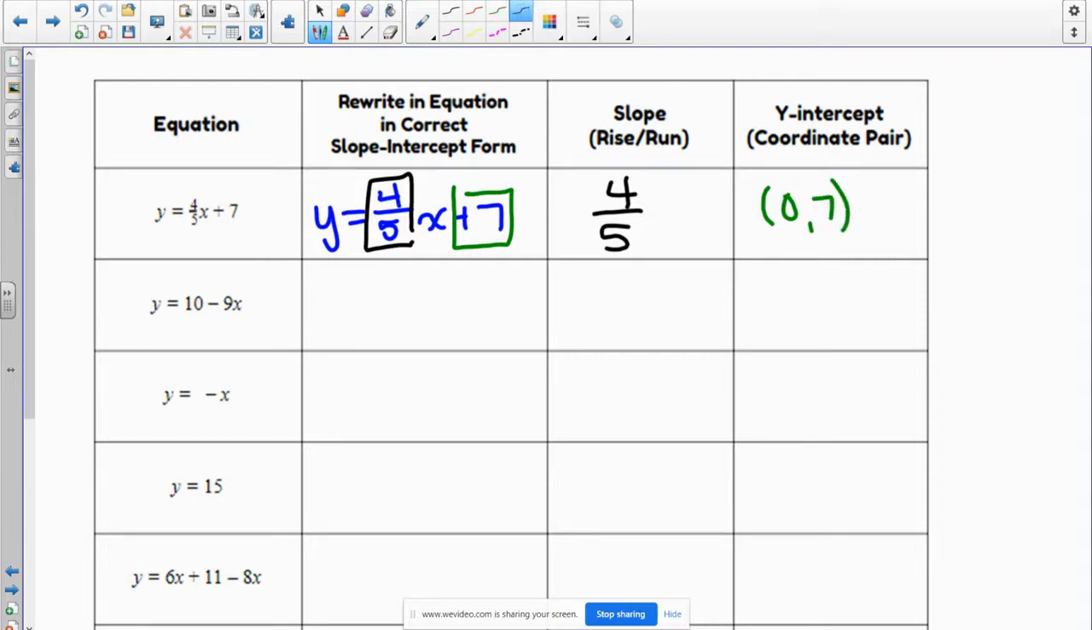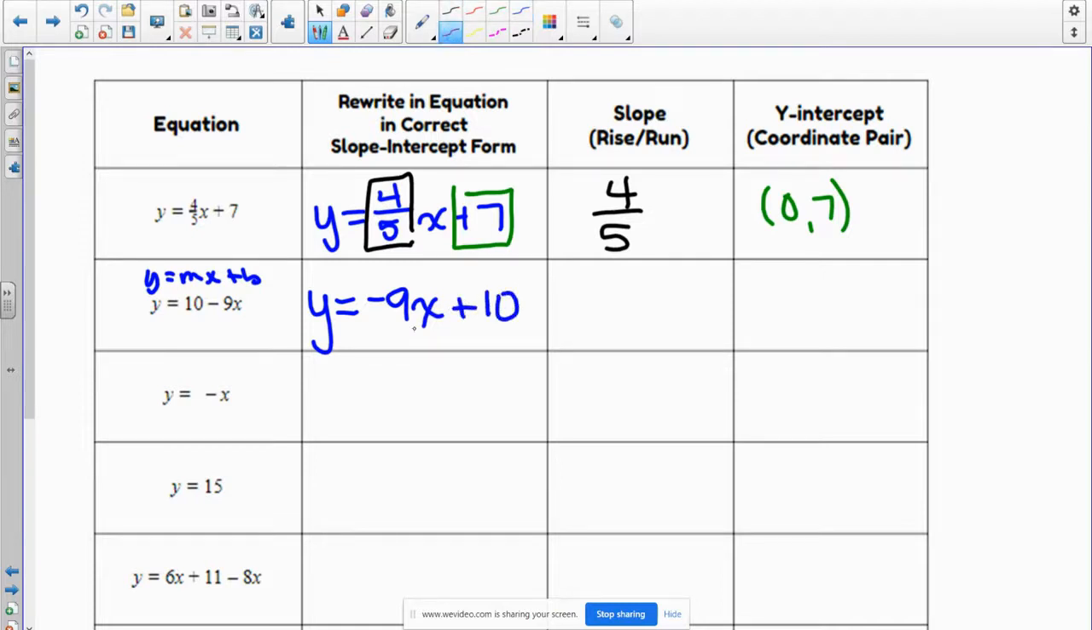Looking at the next example, notice that it's kind of flip-flopped. We're going to look for the mx. In this case, it's negative 9x, and then the y-intercept is 10. To write it in the correct form, remember our form is y equals mx plus b, we're going to flip-flop that negative 9x and that 10. Rewritten correctly, it would be y equals negative 9x, and notice the sign goes with the term, plus 10, and that's a positive 10. So now it's in the correct form.